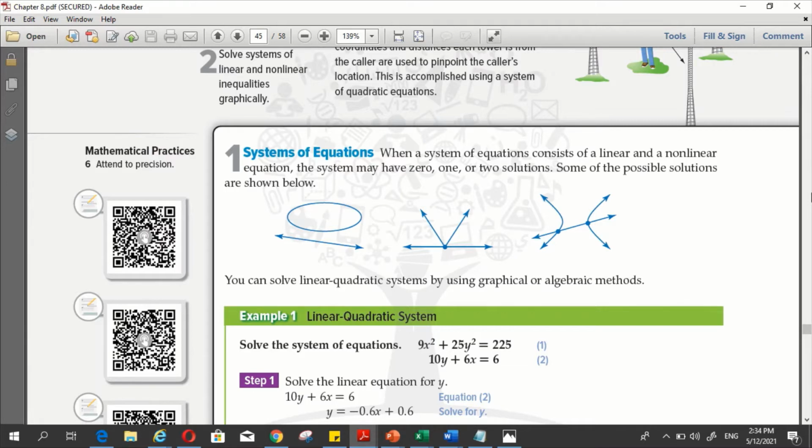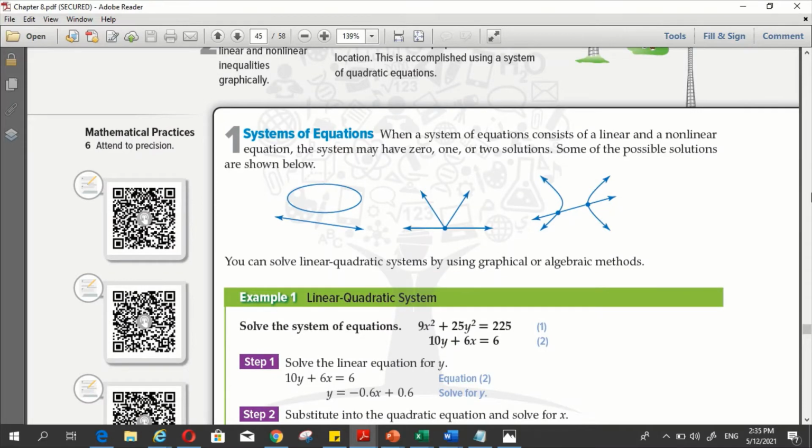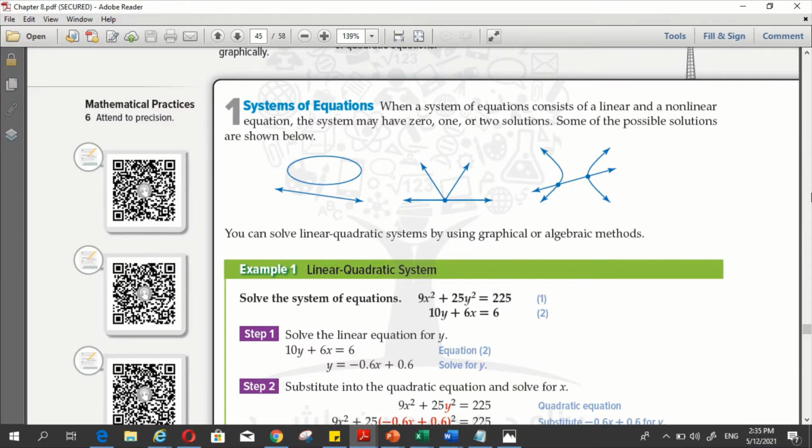So in here, systems of equations. When a system of equations consists of a linear and a non-linear equation, and by non-linear in here we'll talk about quadratic, the system may have 0, 1 or 2 solutions. Some of the possible solutions are shown below. In the first graph there is no intersection, so no solution. In the second graph we have just one intersection point, so one solution. In the third graph we have two intersections, so two solutions.